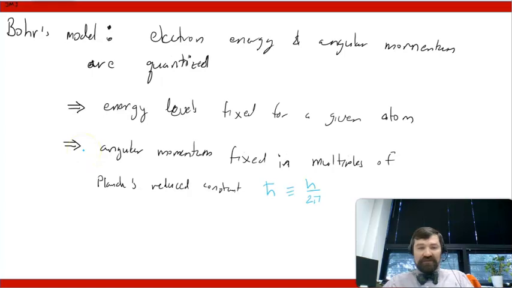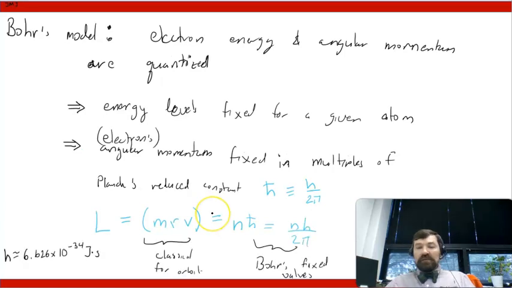So with this in mind, in the Bohr model, the angular momentum L, which as you know is classically m times r times v, is given by n, some multiplier, times h bar, or if you prefer, n times h over 2 pi. So in some sense, this dictates what the combination m times r times v must be equal to.